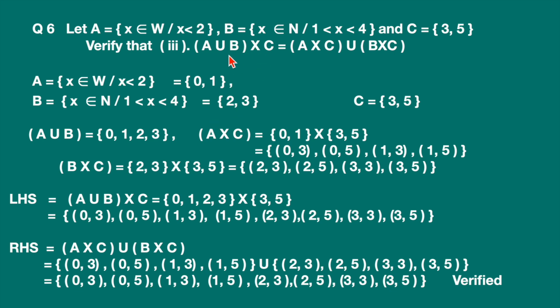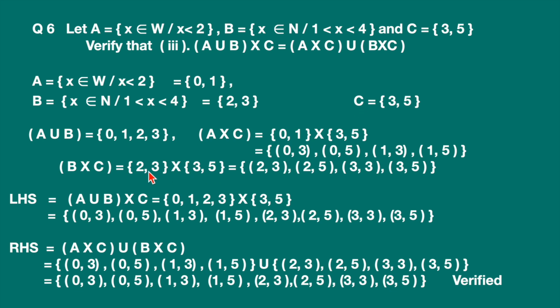So let us find out A union B. So this is A, this is B. So A union B, write down all the elements of A and B: 0, 1, 2, 3. This is A union B. A cross C will be (0,3), (0,5), (1,3), (1,5). Okay, so write down A cross C. Similarly, B cross C. So write down B and C.